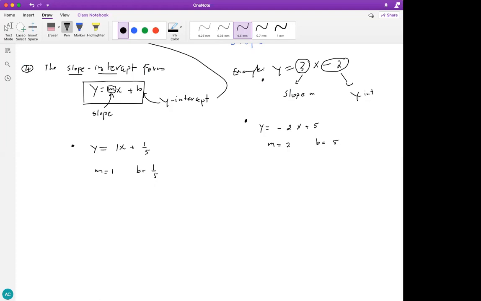Okay, now that we know the slope intercept form, we're going to see how to use it to graph a line. So last time we saw to graph lines, we did a table, we did a bunch of points. Today we're going to see how to graph easily, almost immediately, using this formula, which is very convenient. So graphing lines using the slope intercept form.